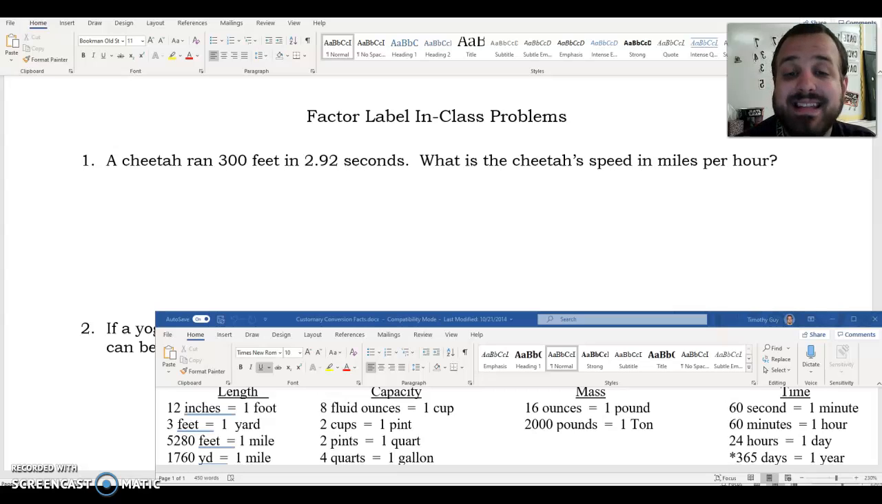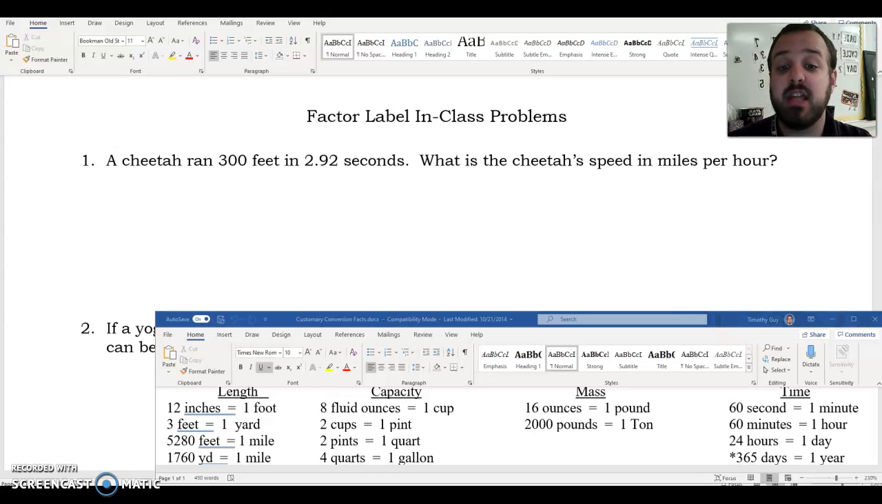Hello, ladies and gentlemen. Today we're going to be solving what we call factor label problems. Sometimes it's referred to as unit analysis. Basically, we're going to be looking at how to convert things from one set of units to another by using this kind of process we're going to be talking about, all right?